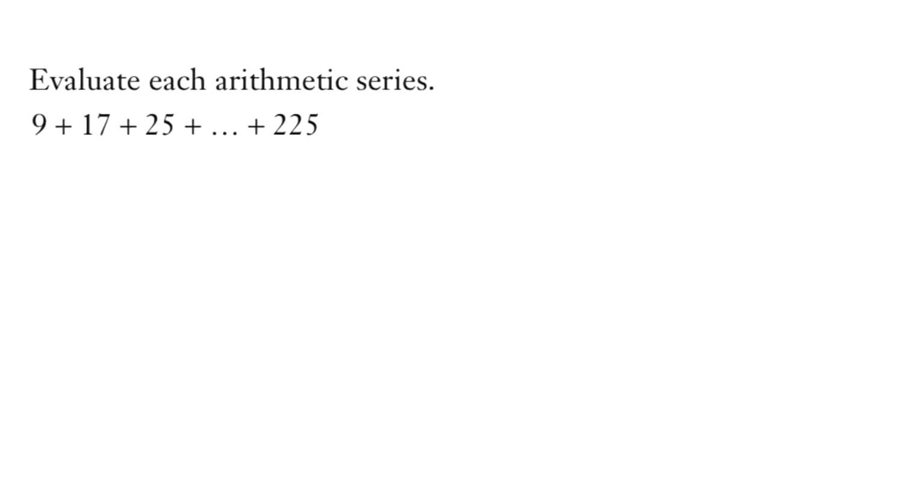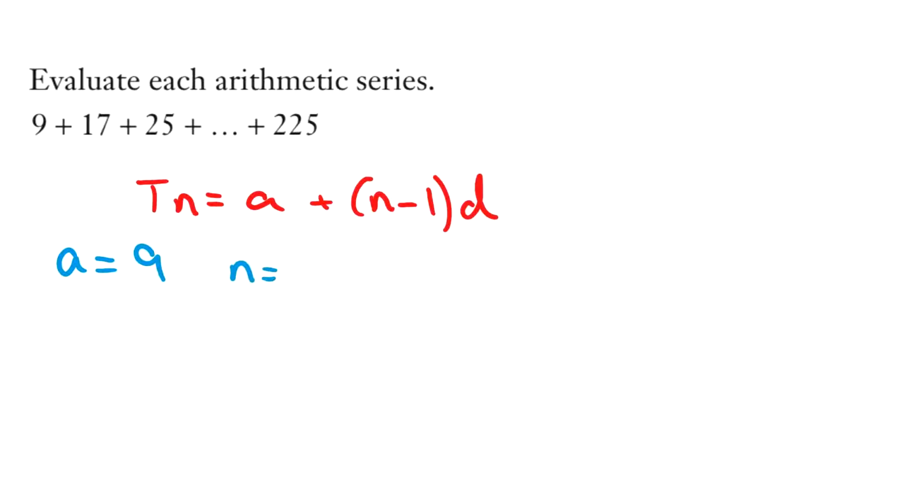Evaluate each arithmetic series. So with this one, we are given the last number, but we don't have the term number for what that is. We don't know how many times we've added to get to 225, so we need to find n first. Now, if you recall, the term number can be found using this formula here. So I'm going to write down what we know. A equals 9, and n we don't know. We know Tn this time is 225, and we know that the difference is going to be 17 take away 9.